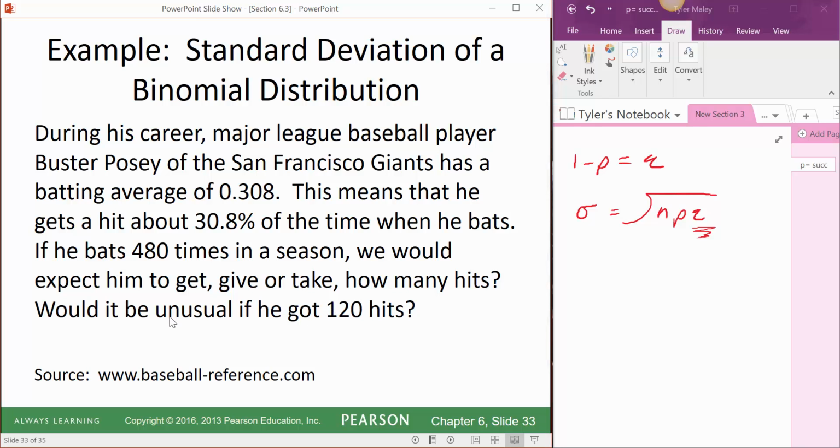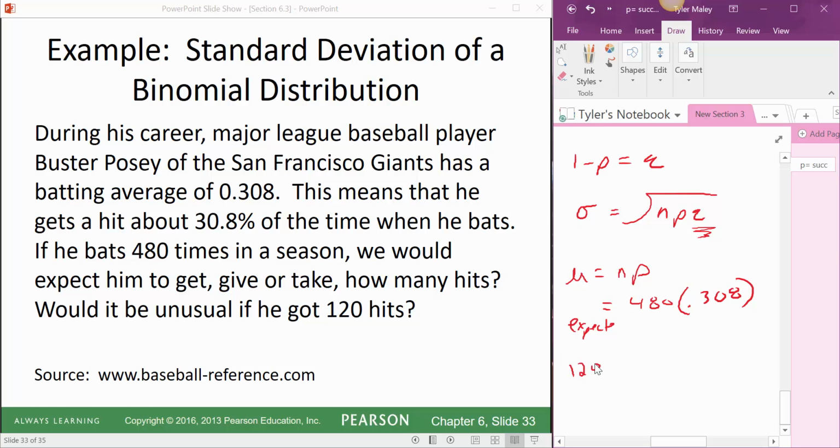And so the expected value is the mean, right? So remember, the mean, or the expected value, is finding n times p. So n is 480 times, and p would be his batting average, .308. So this would tell me my expected value. This is what I would expect to happen. And then we're also asking, is it unusual if you got 120 hits? So is this unusual? Let's find out.